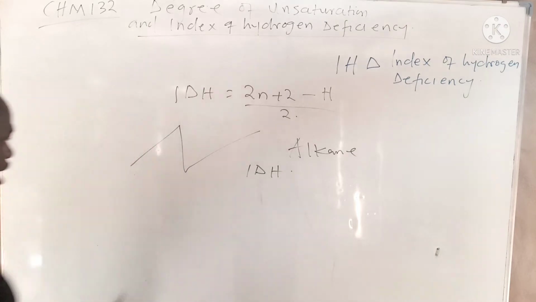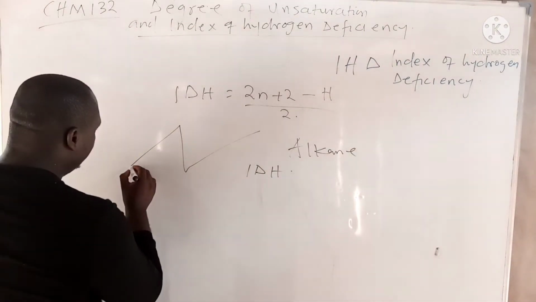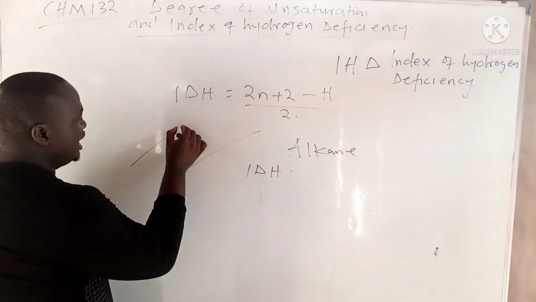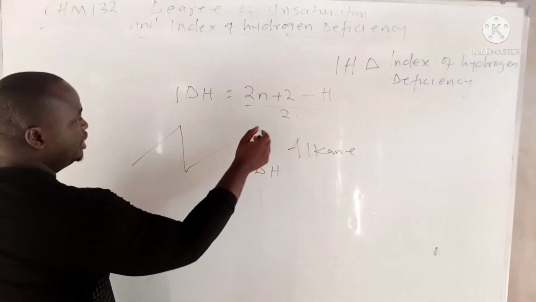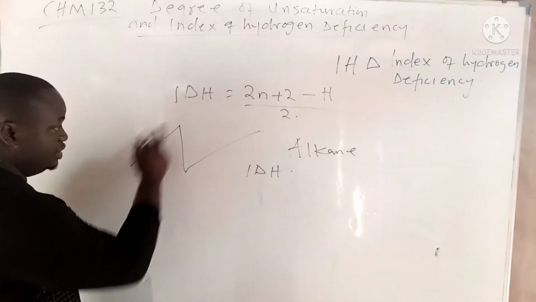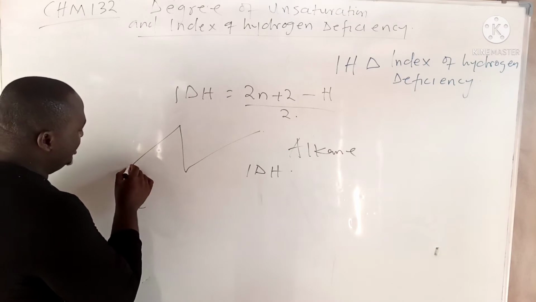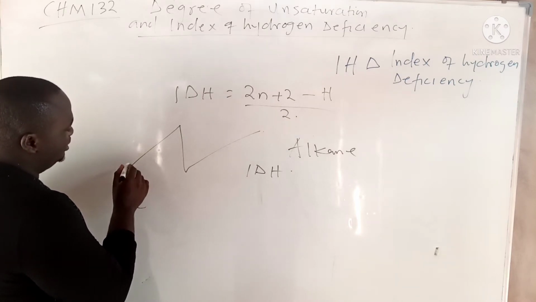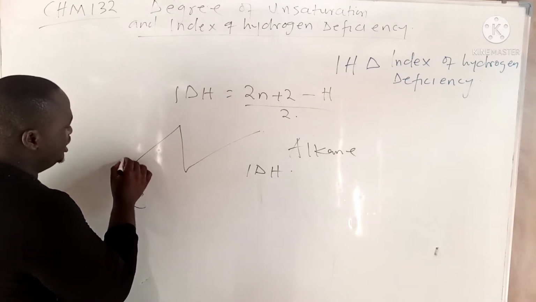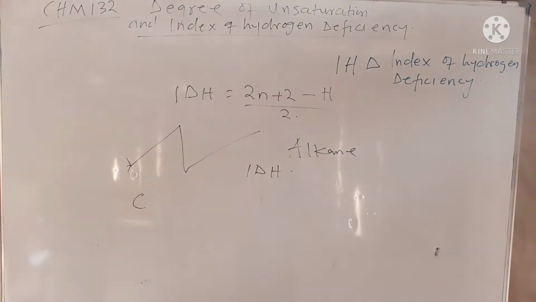Why? From here, if I bring this out, you should know that this place has a carbon, here a carbon, this junction a carbon, and a carbon. So that means we have 4 carbons in this structure. And at this terminal, how many hydrogens do we have? We have 3 hydrogens at that terminal.